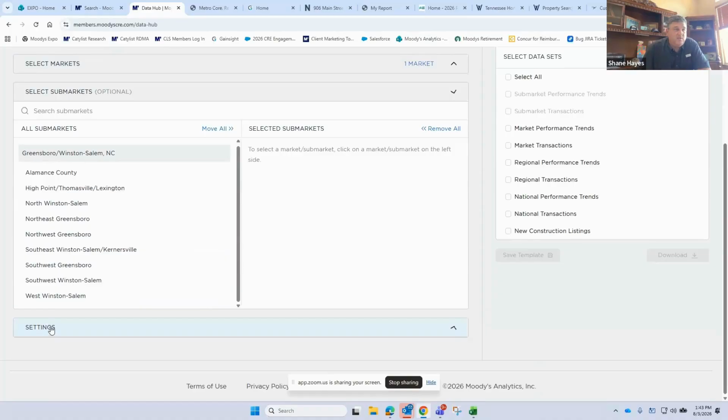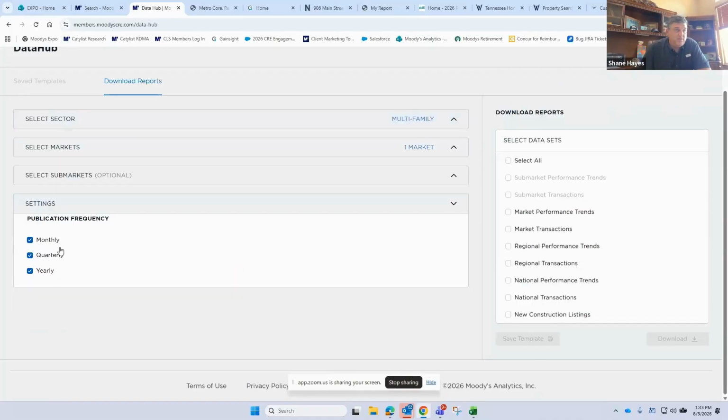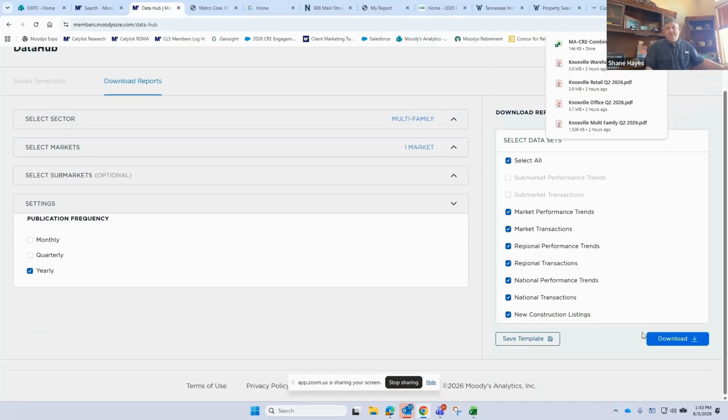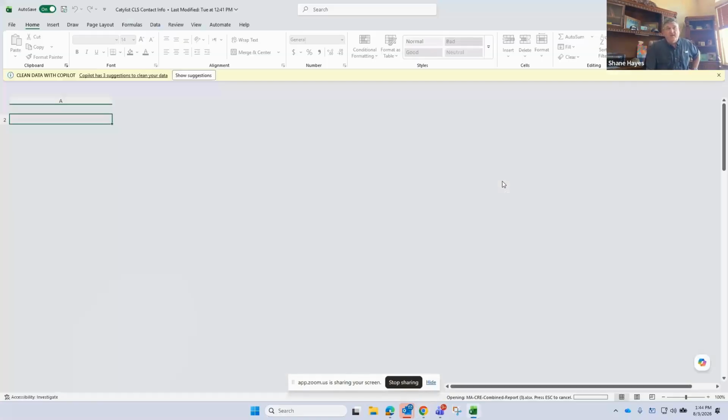And then once you've done that, you choose your settings, which is going to be the frequency. So monthly, quarterly, I'm just going to say yearly. And then when you come over here, once you select all this, you can say select all, and it's going to pull all of this data. And then you can just download that, and it's just going to drop this into one big massive file. Versus earlier, what I was doing was in the markets tab, where you can download each individual component. This is going to let you download it into just one big massive CSV file.